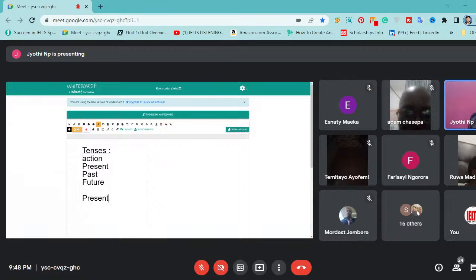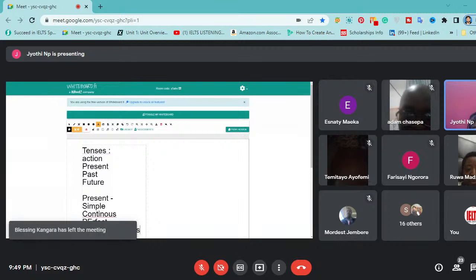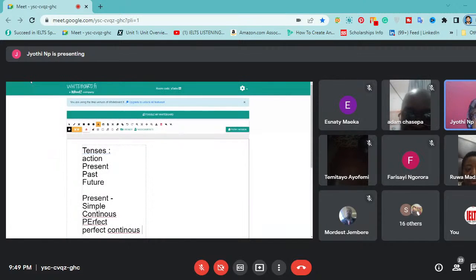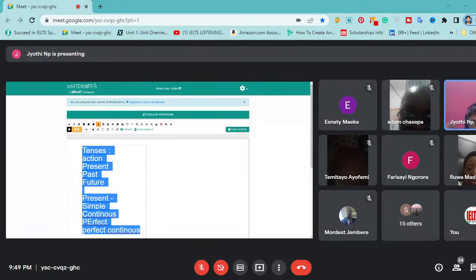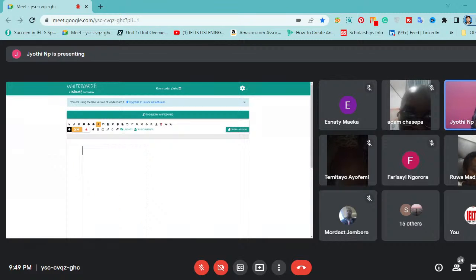In the present tense we will be learning simple present tense, then present continuous, then present perfect, and present perfect continuous tense. So whether it is past or future, you will have simple, continuous, perfect, and perfect continuous tense. So these are the types of tenses. Now let us go and see them one by one in detail. So let us start with present simple tense.